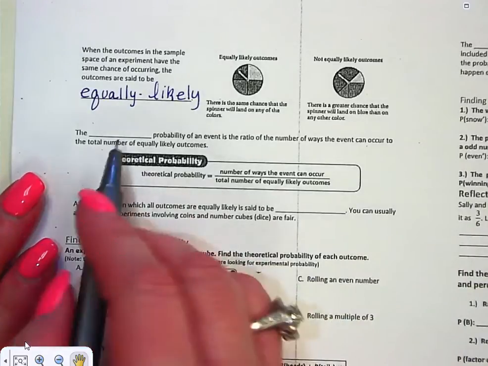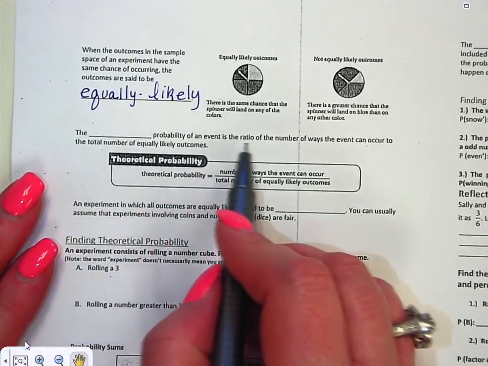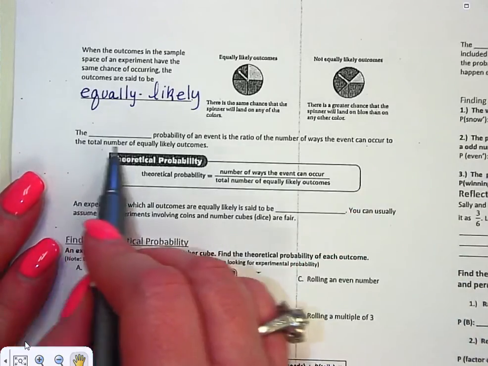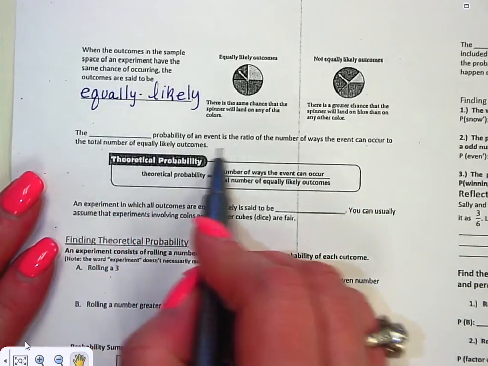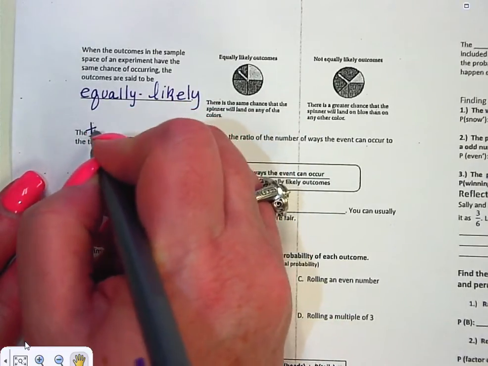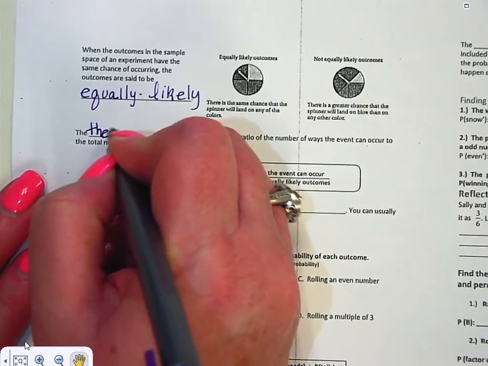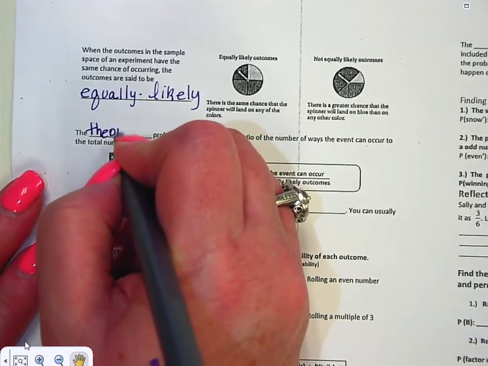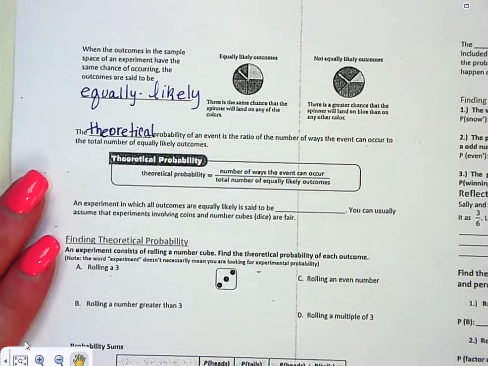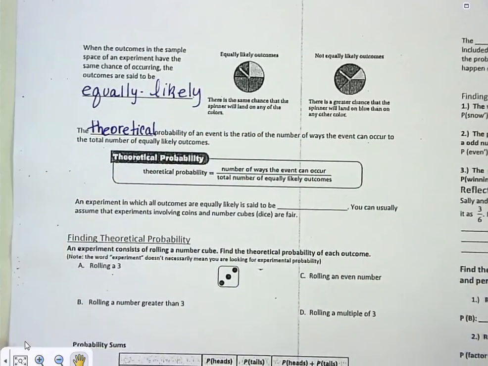All right. The theoretical probability of an event is the ratio of the number of ways the event can occur to the total number of equally likely outcomes. That's the theoretical probability. That's in theory. What do you think will happen? So we call that one the theoretical. That's like what we were doing when we were making a fraction.